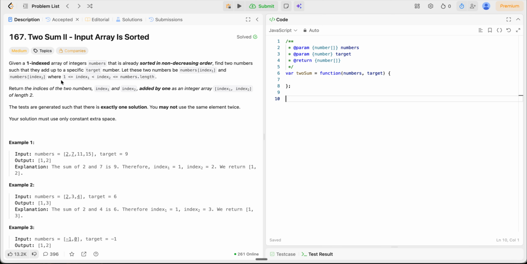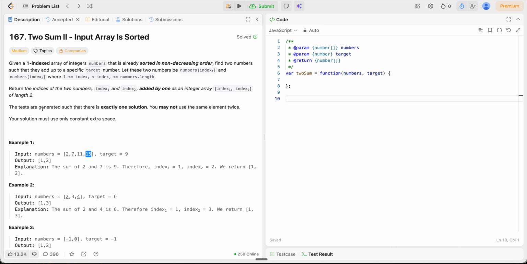And find two numbers such that they add up to a specific target. So they have given us a target and they are expecting us to find two elements which sum up to the target. Let these numbers be numbers of index 1 and numbers of index 2, and the indexes lie between 1 and numbers dot length. Return the indices of the two numbers, index 1 and index 2, added by 1 as integers index 1 and index 2 of length 2, which we have just discussed.